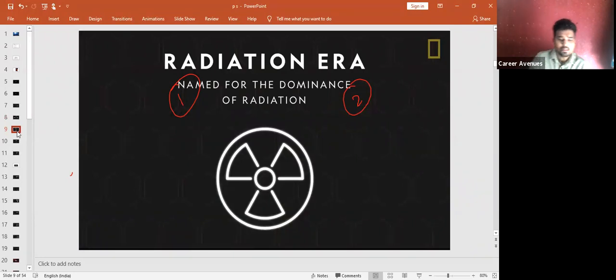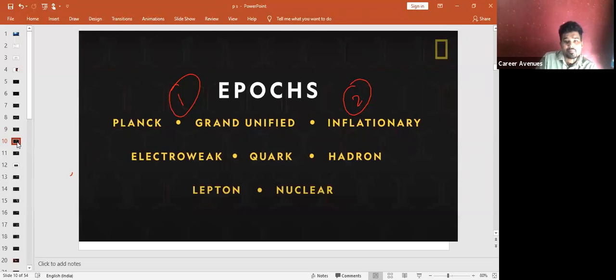Now in the radiation era we have the first epoch, that is the Planck epoch. The whole radiation era is divided into different epochs: Planck epoch, grand unified epoch, then inflationary epoch, electroweak epoch, quark epoch, hadron epoch, lepton epoch, and nuclear epoch. This is the earliest epoch, and this is the end of the radiation era. And from here, the matter era starts. So let's discuss the Planck epoch.